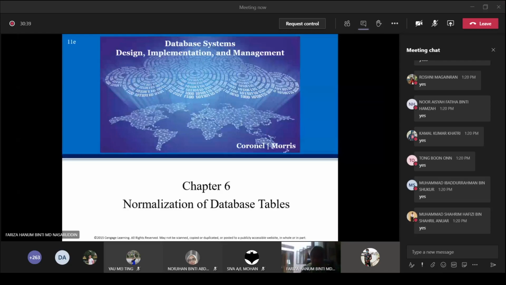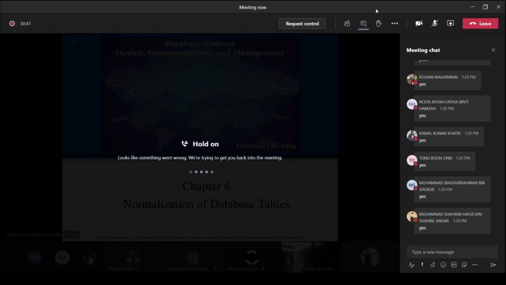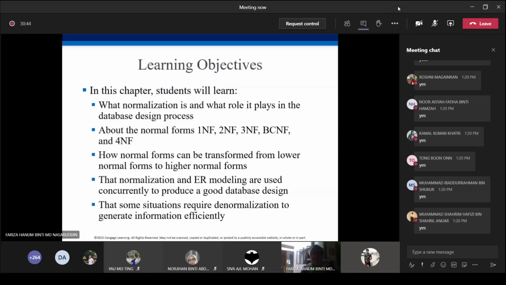So in this lecture, we will look at how tables can be transformed from lower normal forms to a higher normal form. Normalization and ER modeling are used concurrently to produce a good database design. Some situations require denormalization to generate information efficiently. So sometimes your tables are too normalized, and you may want to denormalize them.